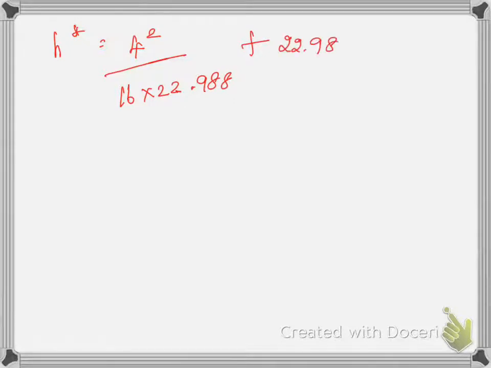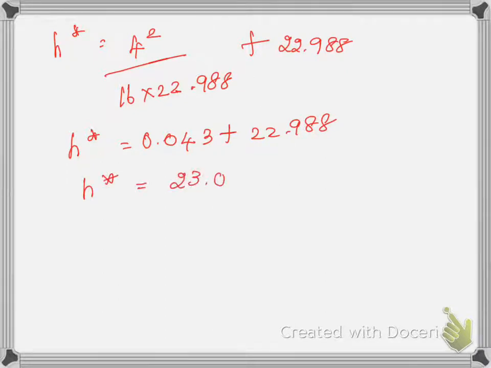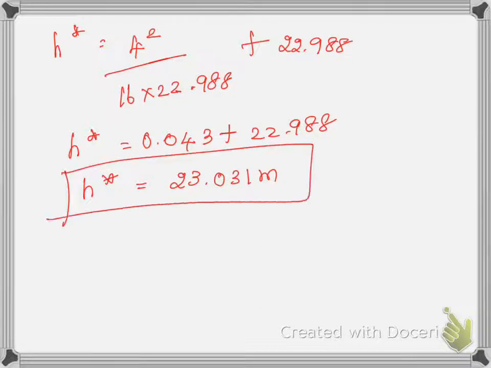So H star is equal to 4 square by 16 into 22.988 plus 22.988. So my H star is equal to 0.043 plus 22.988. So my H star value will be 23.031 meter. So this will be my second answer.